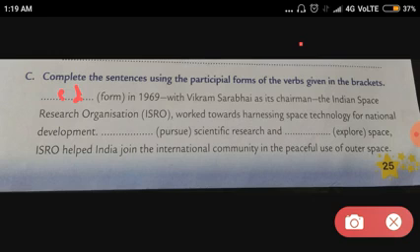Next one. Dash scientific research and dash space. Here I have to go for ing. Pursuing scientific research, and here also I'll go for ing. And exploring space, ISRO helped India join the international community in the peaceful use of outer space.